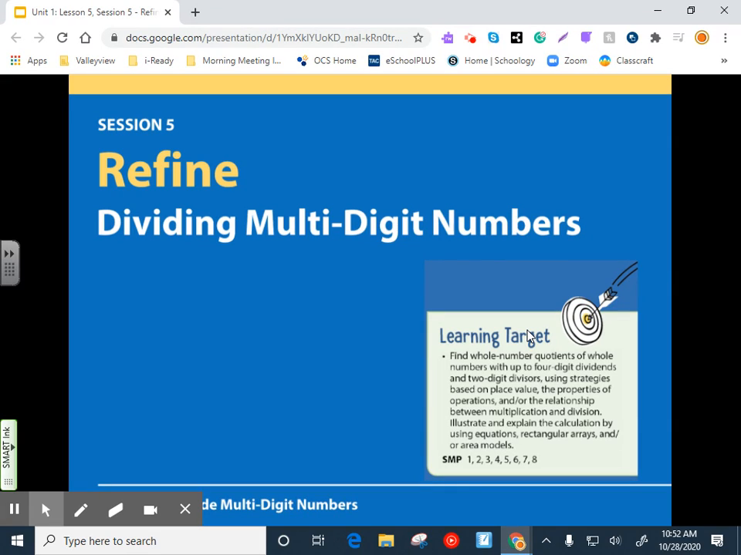All right, so here's session 5 for lesson 5. This finishes up all of our dividing multi-digit number lessons. So let's get into the warm-up.